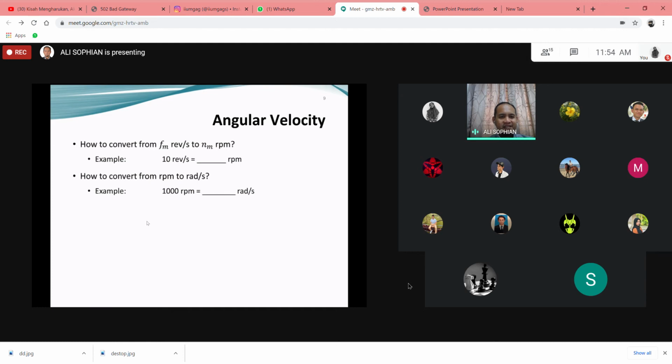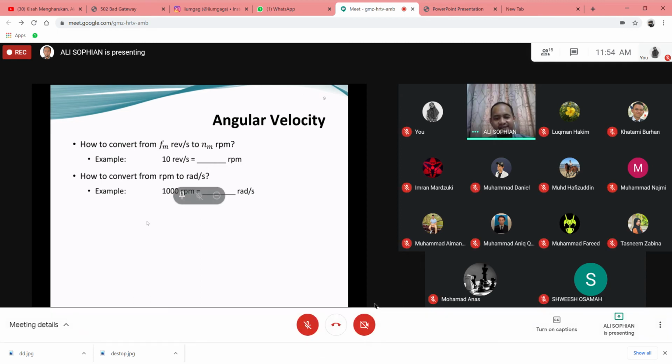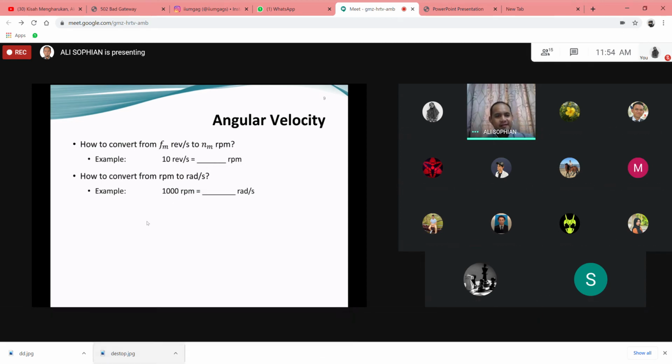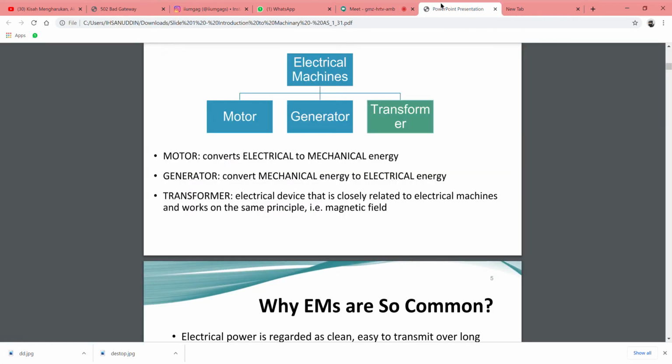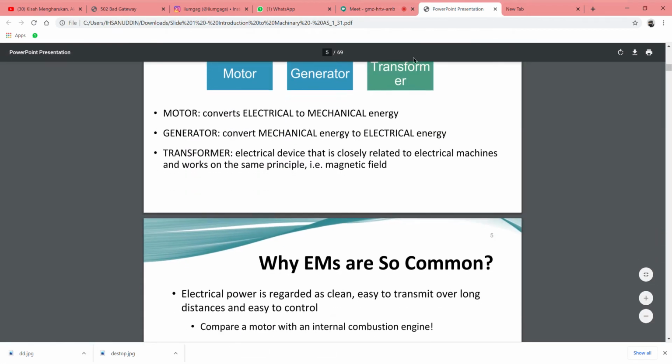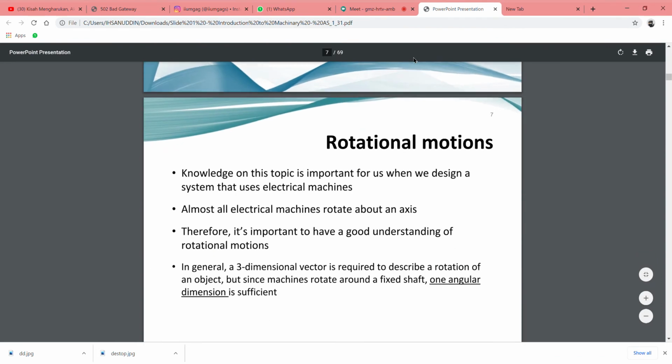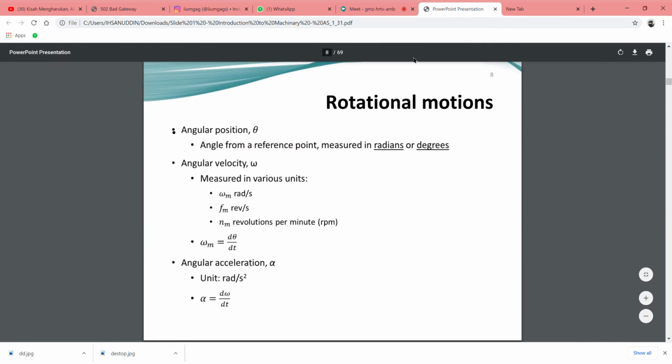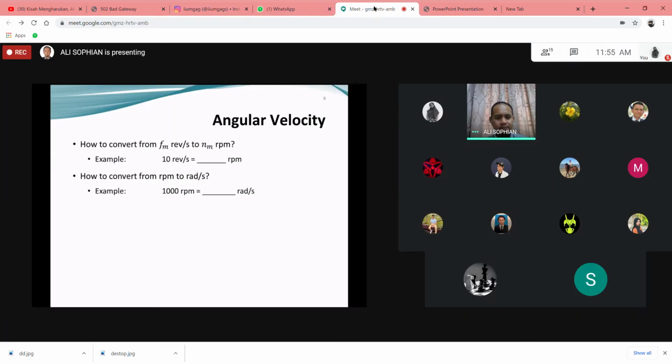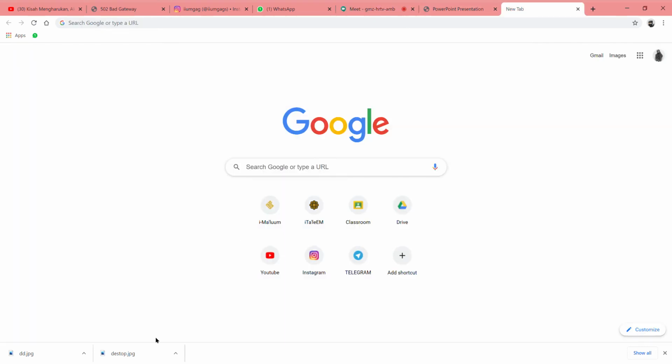Can you try to do this calculation and answer the first one? Per second, what is it in RPM, which is revolutions per minute? You try it, and you can type your answer in the chat box. The first one is 600 RPM.